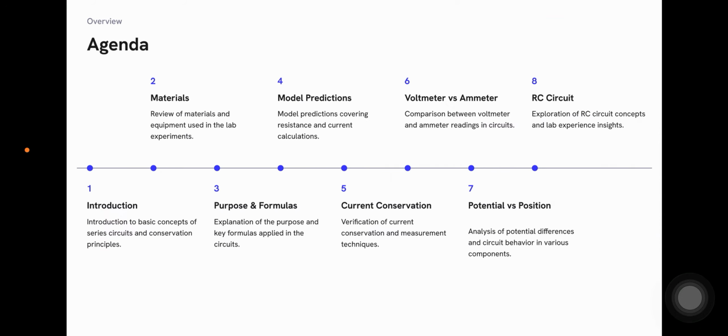This is the layout of the presentation. First, I'll introduce the concepts behind the lab, then discuss the experimental setup and key equations. After that, I'll go over our predictions, results, circuit behavior, the RC circuit concept, and finish with the main takeaways.